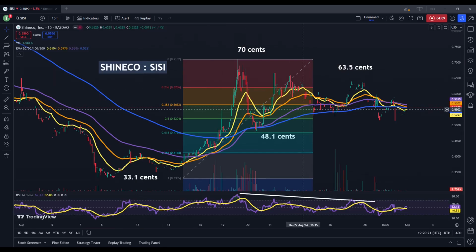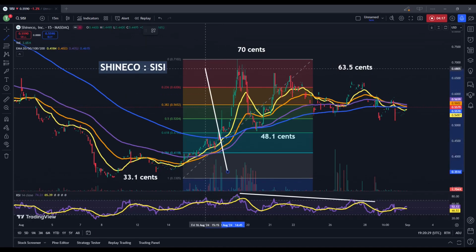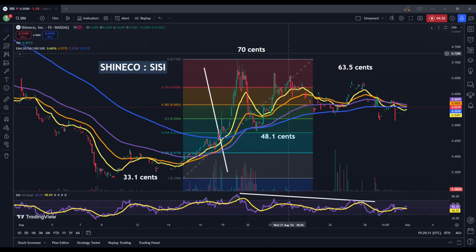So as we can see here, this movement into 48 cents was significant because this did mark the 61.8% Fibonacci retracement of this broader trending move here to the top side. I don't know if I should use the word broad because this was very short term in nature. So this recent rally, I guess I should say, into the 70-cent level.